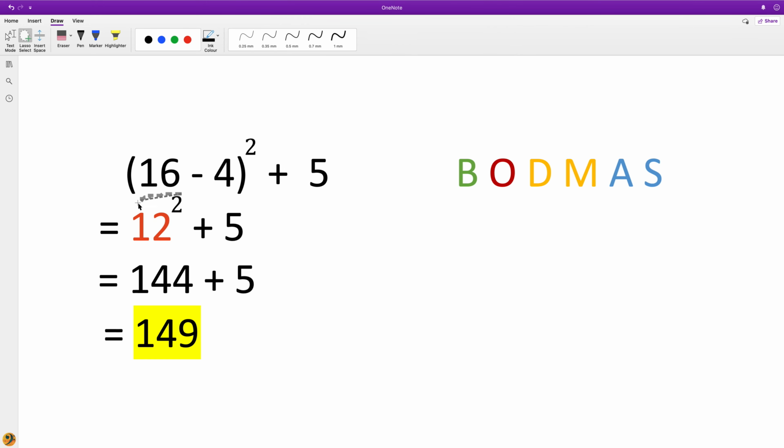We have a number that's being squared here, so we have an order and an addition. According to our rule over here, we need to evaluate the order first. So our next line of working becomes 144, which is 12 squared, and then we add on the 5, plus 5. Then our final answer becomes 149, because we're just adding these two together, 144 plus 5.